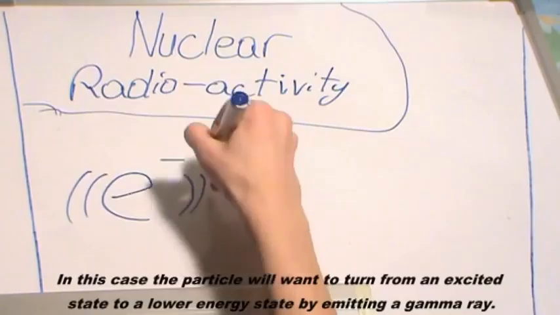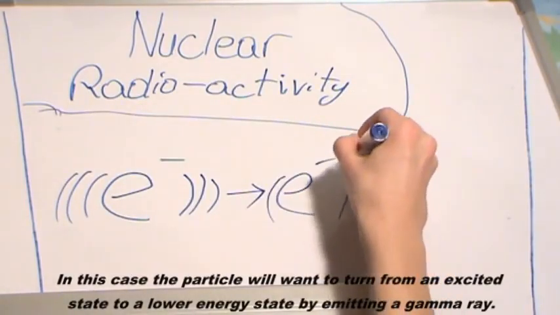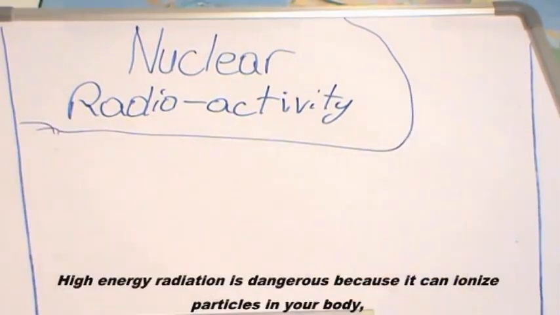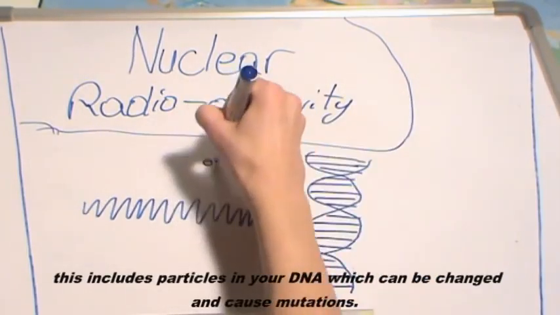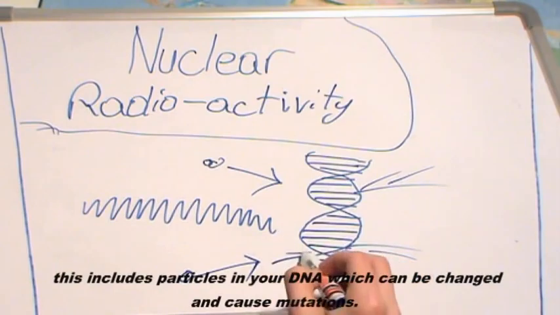In this case, the particle will want to turn from an excited state to a lower energy state by emitting a gamma ray. High energy radiation is dangerous because it can ionize particles in your body. This includes particles in your DNA, which can be changed and cause mutations.